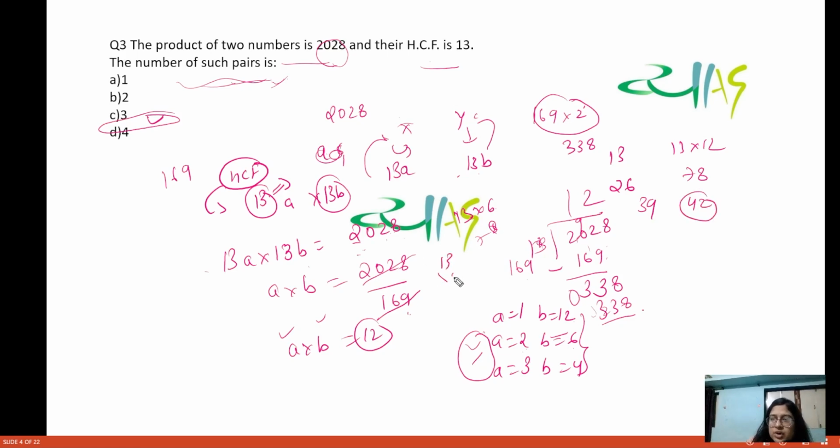39 and 42, sorry, 52, I guess. Okay, 52. This is how you do all these questions. You just have to remember, अगर HCF दिया है तो we know कि ये 13 into A है.